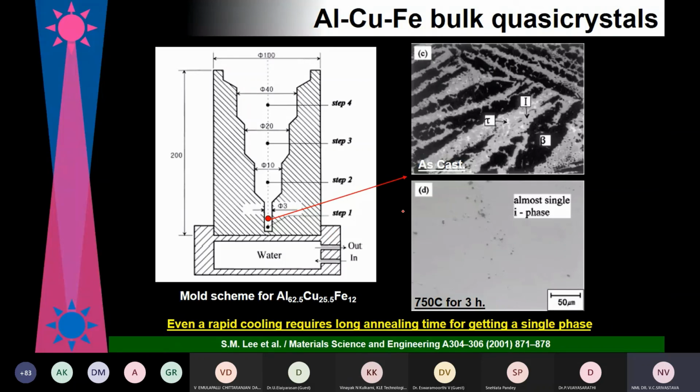And here you see, in 2001, people tried to use aluminum copper iron composition to make quasi-crystalline with stepped mold. Here this is 3 mm diameter step, and the structure here was this for aluminum copper iron composition. And after heating this at 750 degrees centigrade for 3 hours, we get single phase quasi-crystal. Okay, for 3 millimeter, we have to be careful. At 3 millimeter diameter, we are getting single phase after heating at this temperature for 3 hours.